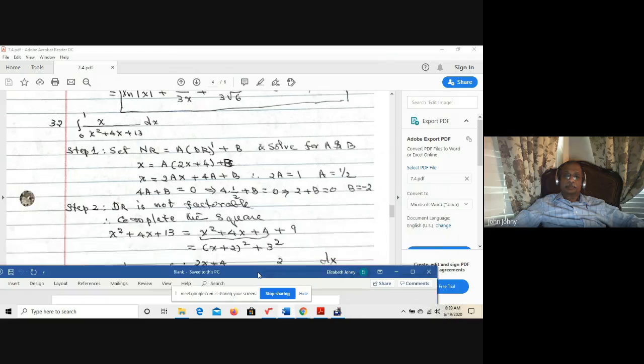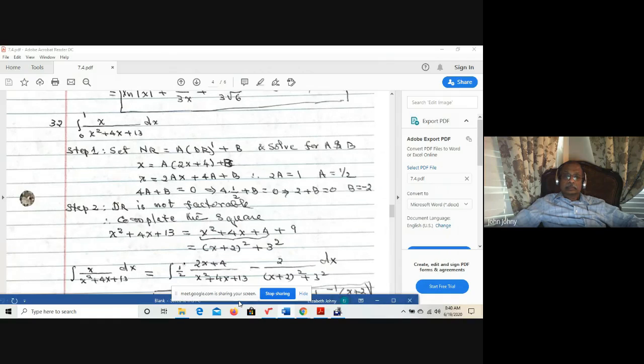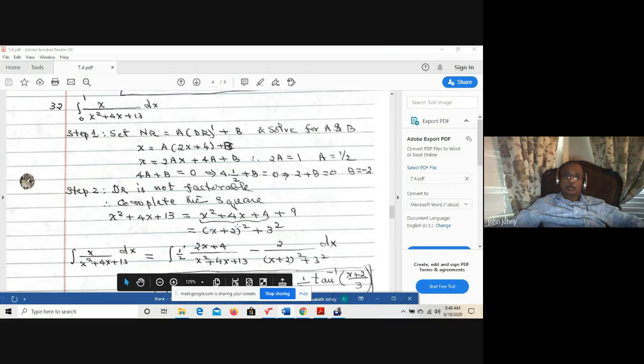And therefore, that expression is 1/2 times (2x plus 4) divided by (x squared plus 4x plus 13), minus 2 divided by (x squared plus 4x plus 13). Here a is 1/2 and b is 2. Yes, 2 divided by the denominator.